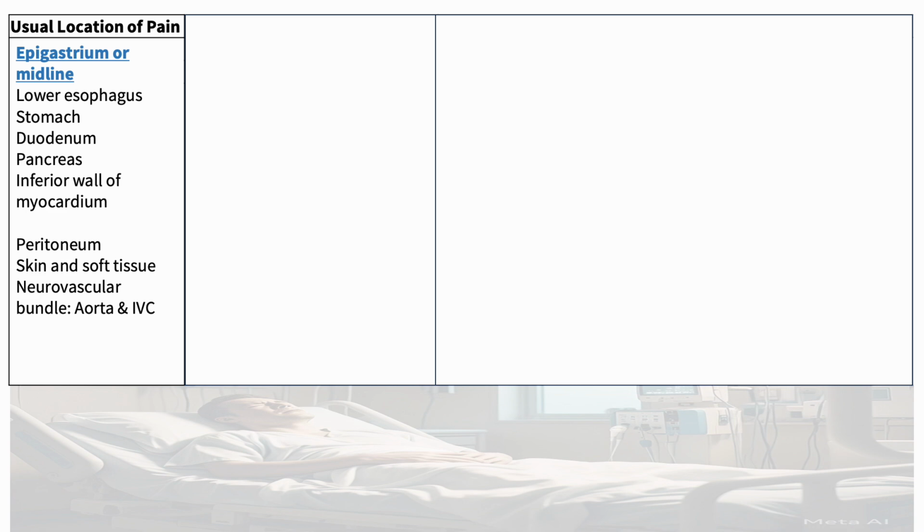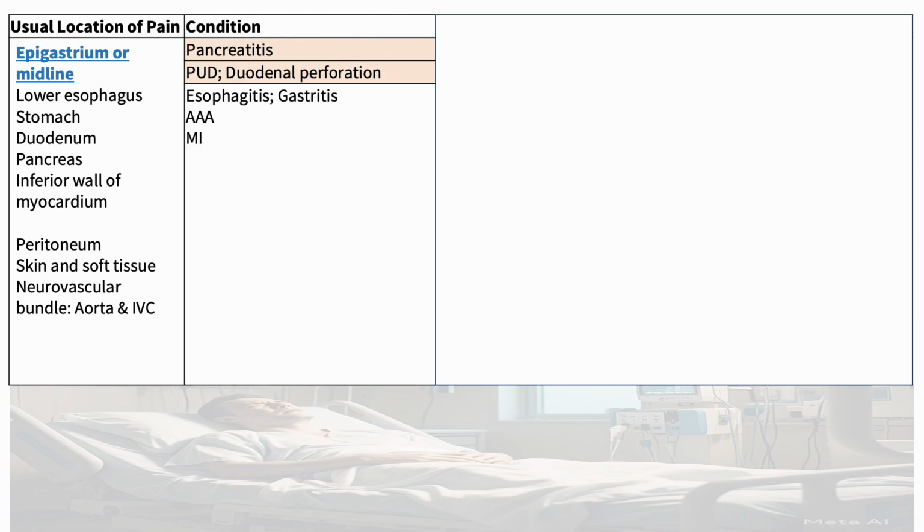Now moving to another quadrant, the epigastrium, or the epigastric area, or the upper midline abdomen. Organs to think about include the lower esophagus, the stomach, the duodenum, the pancreas, the inferior wall of the myocardium of the heart, and again, don't forget the peritoneum, the skin and soft tissue, neurovascular bundle, and in that area particularly, think about the aorta and the IVC, since pathology in the upper part of these large vessels can present as upper abdominal pain.